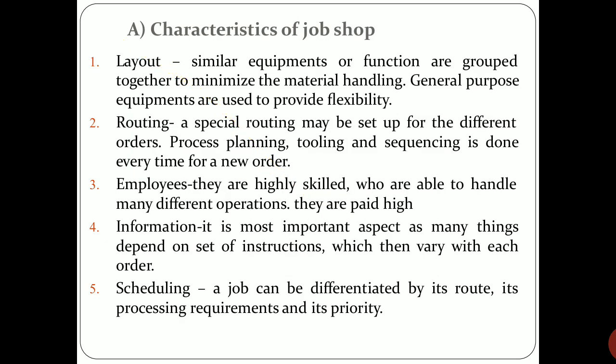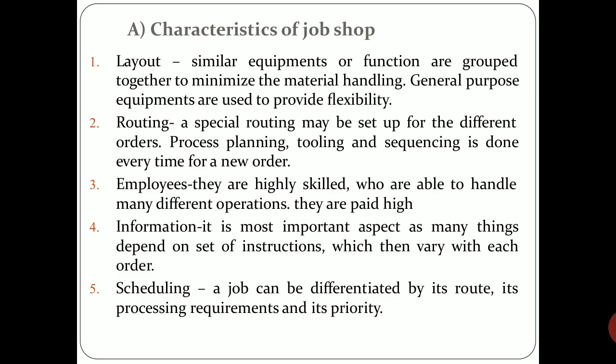If we check out the next, there are a few characteristics of job shop. First, it has its own layout. Because it is a highly customized process, whatever the requirements are, accordingly everything is used, so the layout is a typical one. Similar equipment is grouped together so that we need the least material handling. Second is routing. Routing means in advance we are mapping and planning that first will be this, second this, third this, and likewise. That means the route is created. Every order has its own specifications, and that is why a special routing may be set up for each type of order. So process planning, tooling, sequencing, etc. are done afresh every single time, right?